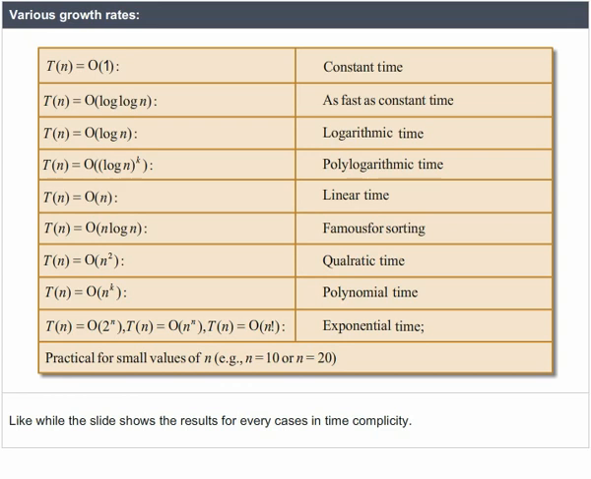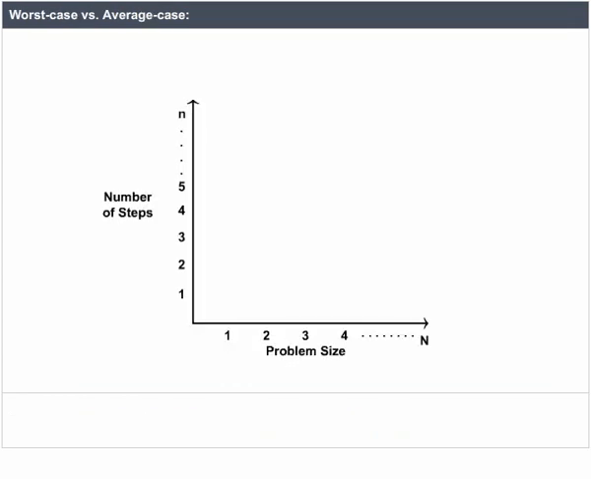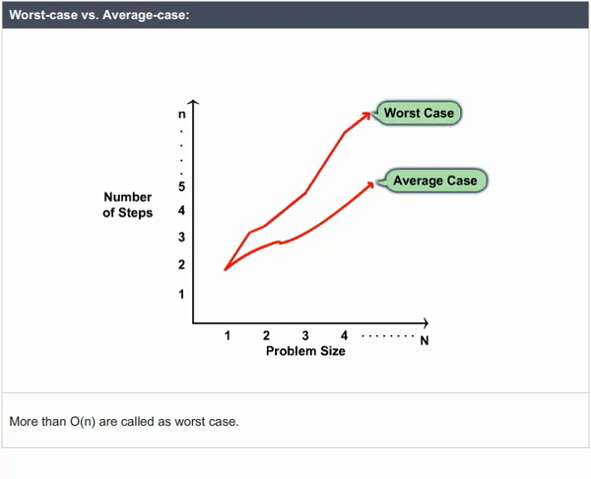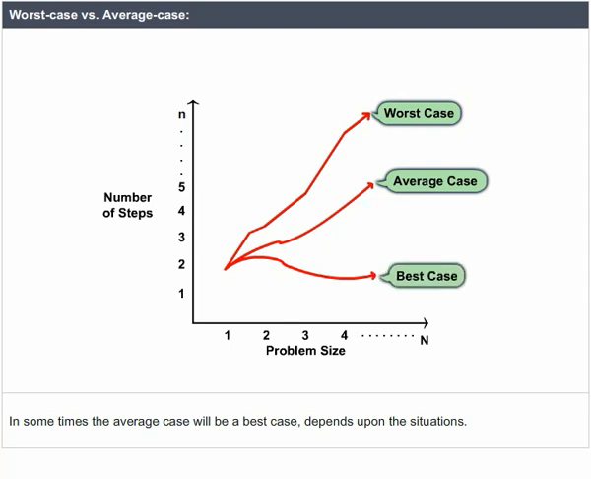Worst case versus average case. This slide represents the difference between the average and worst case. As said before, O of n is the average case for a specified algorithm. More than O of n is called the worst case. Sometimes the average case will be a best case depending upon the situation. Therefore, the worst case is considered as the average case.